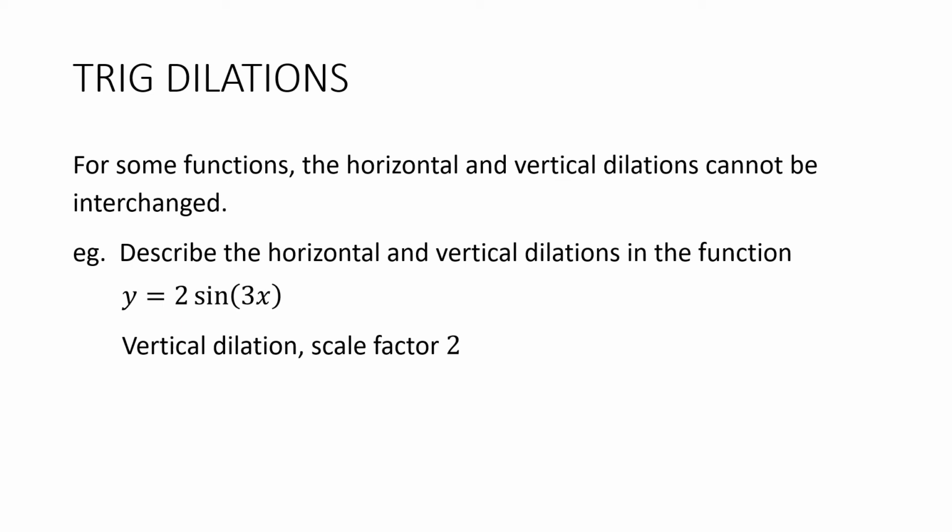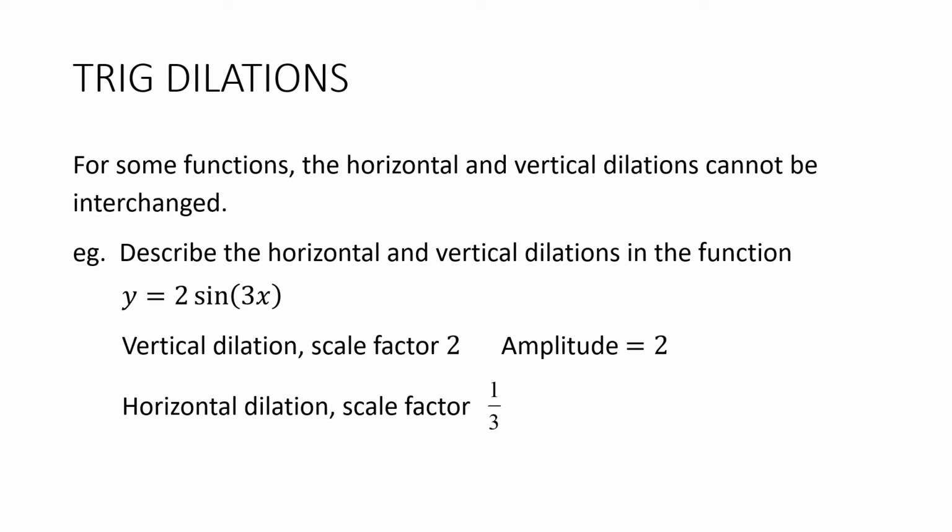We'll start with the vertical one because it's always the easiest. What does this 2 do? It stretches it out, doesn't it? Sine normally goes between negative 1 and 1. This 2 here will stretch it so it goes between negative 2 and 2. So we have a vertical dilation, scale factor 2. We also know that that's the amplitude.